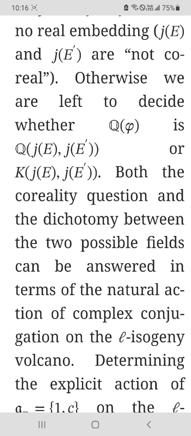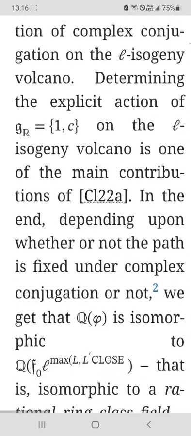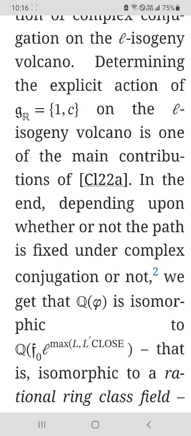Both the co-reality question and the dichotomy between the two possible fields can be answered in terms of the natural action of complex conjugation on the L-isogeny volcano. Determining the explicit action of GR, which is equal to {1, c}, on the L-isogeny volcano is one of the main contributions of CL22A, which is another paper.